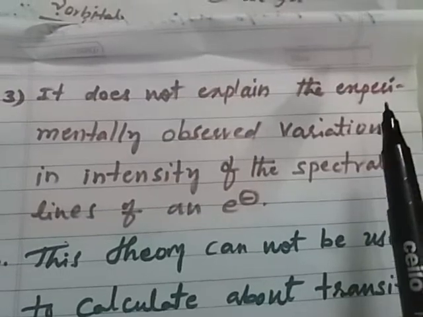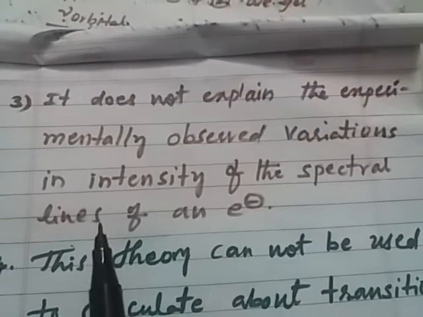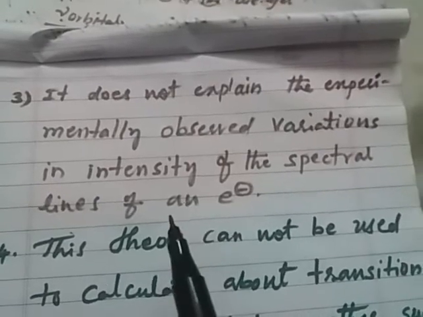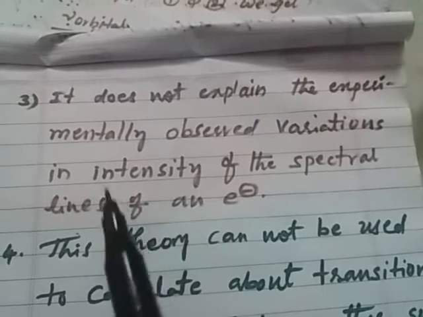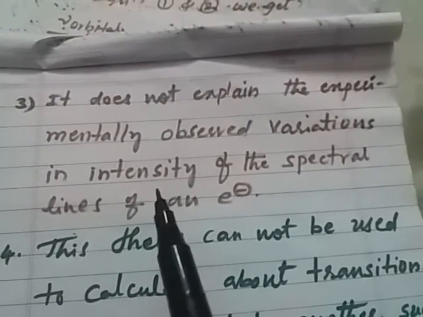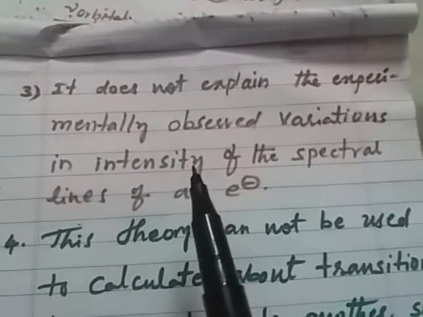Then the third limitation of the Bohr atomic model is that it does not explain the experimentally observed variation in intensity of the spectral lines of an electron. So in the Bohr atomic model, how does the intensity change? How do the spectral lines change, and how are the fine spectral lines produced? How these fine spectral lines are produced due to the intensities is not explained by the Bohr atomic model.